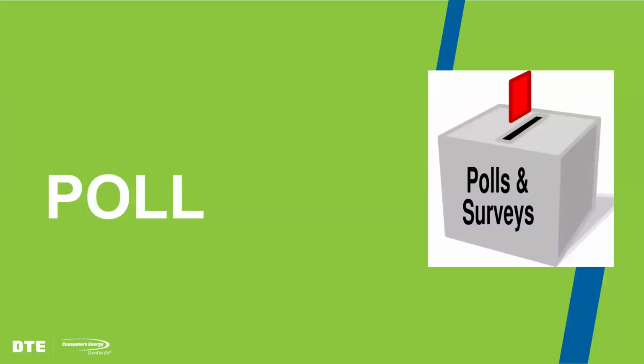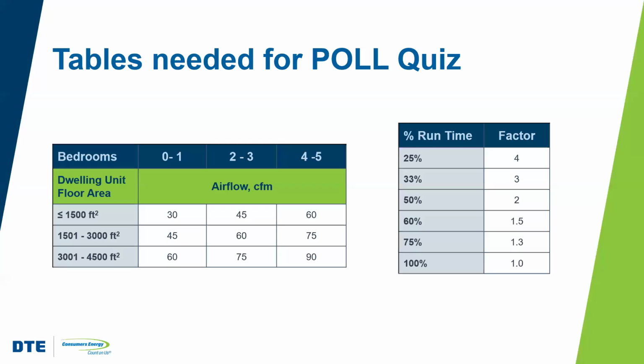So let's take a quick poll question here. I'm going to ask you, what would be the ventilation rate for a 3-bedroom, 1,500 square foot house if the fan ran 75% of the time? And you're going to need a couple of tables in order to answer that question. So I'm going to give you those tables. They're right here. And we'll give you just a minute to answer that question. Let me switch screens so that I can see the responses.